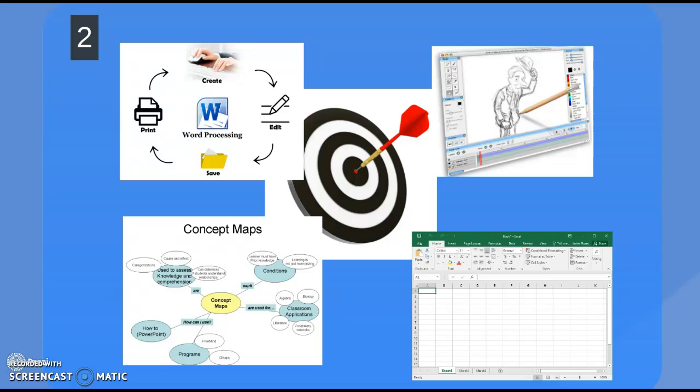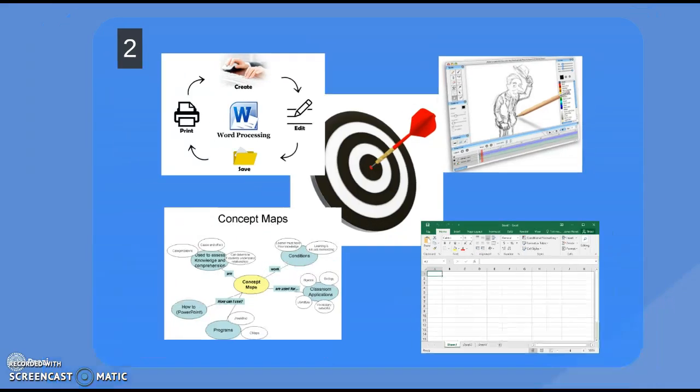If an objective is related to organizing information, word processing may be ideal to use. If an objective is related to evaluating information, a spreadsheet may be the appropriate software to use.